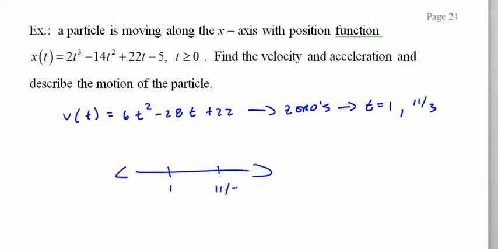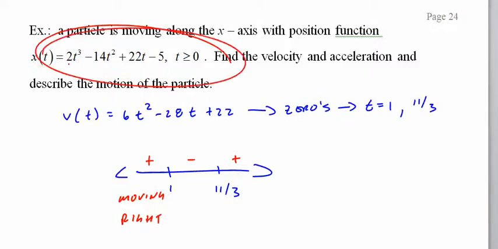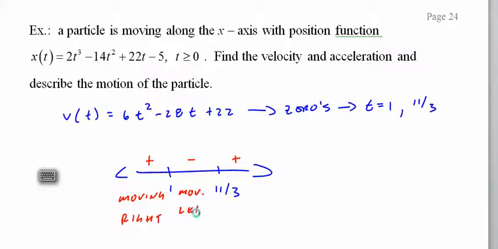1, 11 thirds. And we say it's positive, negative, positive. So this particle starts at negative 5 and it's moving to the right until t equals 1. If I wanted to know what spot that is, I'd have to plug t equals 1 back into that. Then it's moving left. And then it's moving right again.